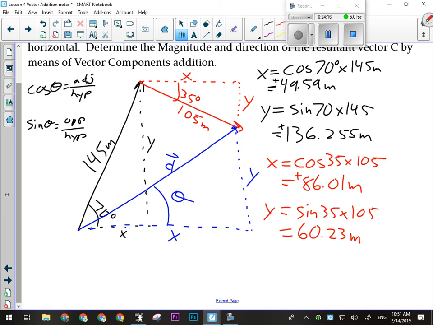Positive or negative? This one should be negative. This y is pointing down. This x is pointing to the right. This y is pointing up. This x is pointing to the right. So to the right is positive, up is positive. Because this y component is downwards, it needs to be negative, right?